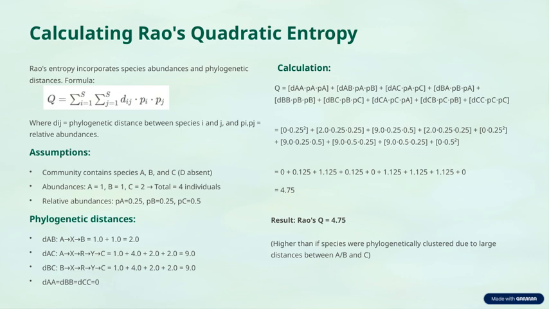Notably, it's higher than it would be if the species were more closely related or clustered phylogenetically, which makes sense because the distances between A and B versus C are quite large. So, by incorporating both evolutionary relationships and abundances, Rao's quadratic entropy provides a nuanced measure of community diversity that reflects both the variety of species and their evolutionary history.